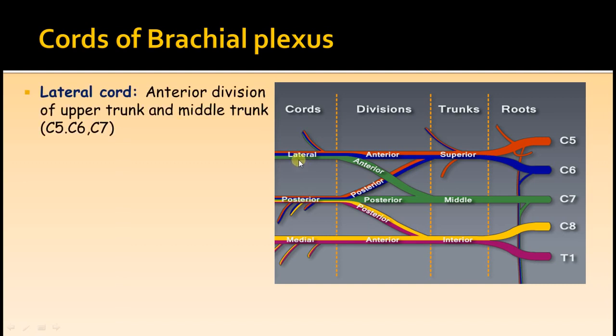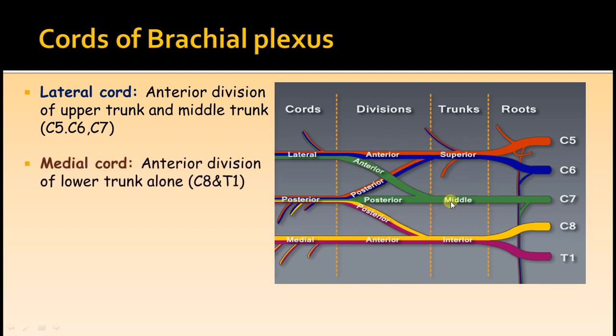The lateral cord is formed by the anterior division of the upper trunk and the anterior division of the middle trunk. I repeat, the lateral cord is formed by the anterior division of the upper trunk and the anterior division of the middle trunk. The medial cord is formed only by the anterior division of the lower trunk. The anterior division of the lower trunk alone passes as the medial cord.